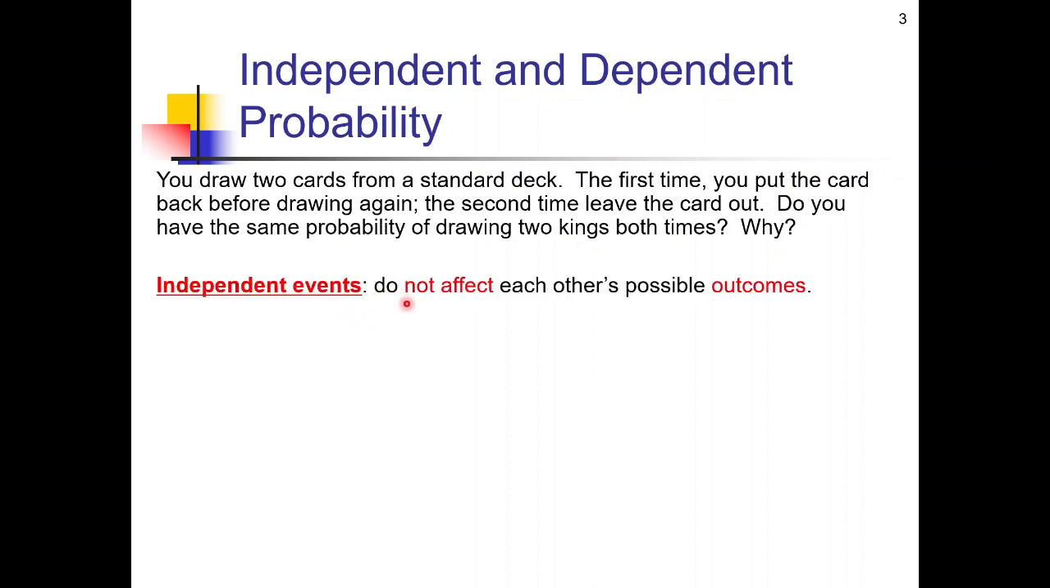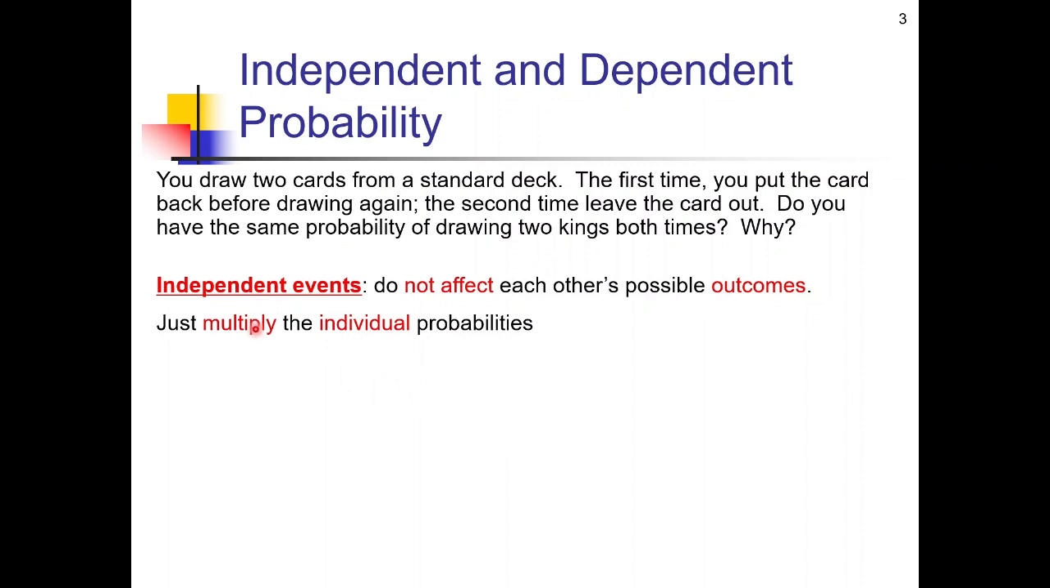Independent events do not affect each other's possible outcomes. So these are events where it doesn't matter what happened in one event, the other event is completely unaffected, and you can kind of treat them as different problems. Kind of like flipping a coin and rolling a die don't affect each other.